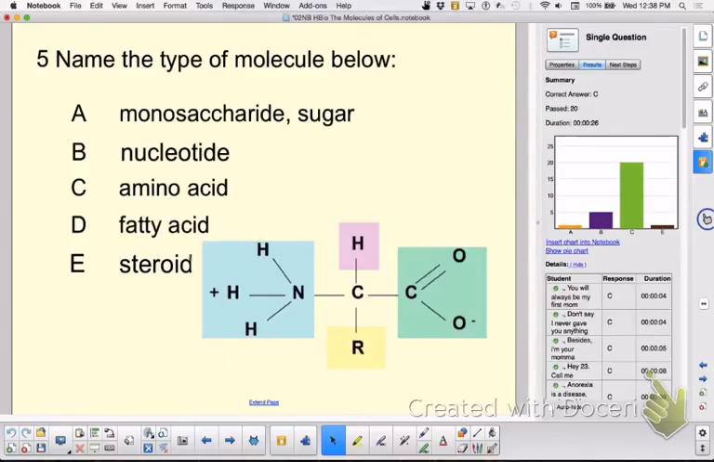What is that? That is an amino acid. Okay, amino acid. Central carbon, carboxyl, hydrogen, amino group, R group. How many different amino acids do we have? 20.